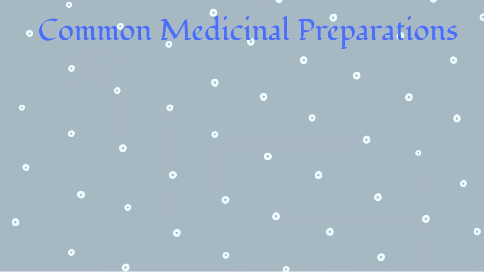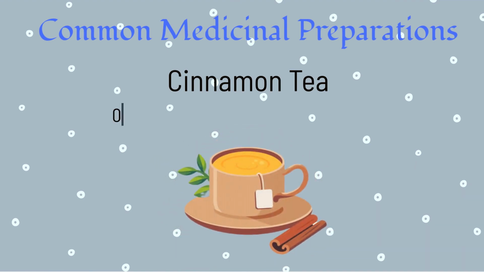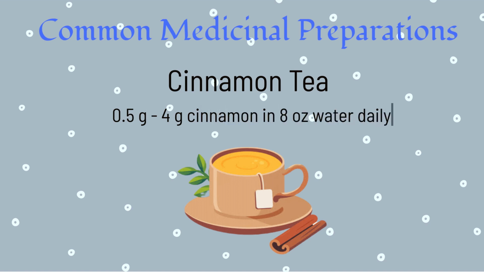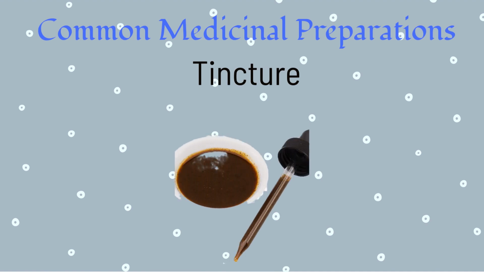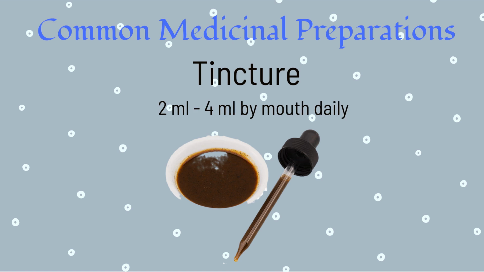The most common medicinal preparation for cinnamon is cinnamon tea. Medicinal tea is made by steeping 0.5 to 4 grams of cinnamon bark in 8 ounces of water. We can drink cinnamon tea daily for its beneficial effects. Cinnamon tinctures can also be made using dried cinnamon sticks. We can tincture the cinnamon in alcohol. Once tinctured, patients can take 2 to 4 milliliters by mouth daily.